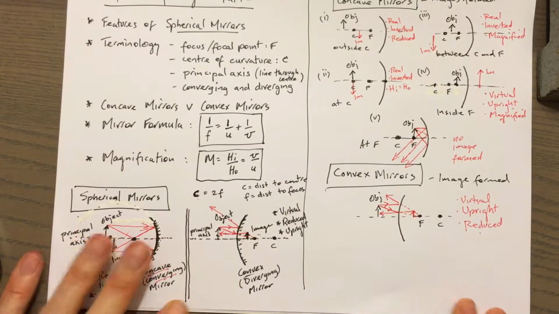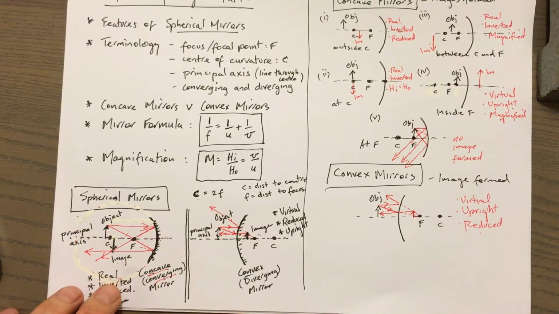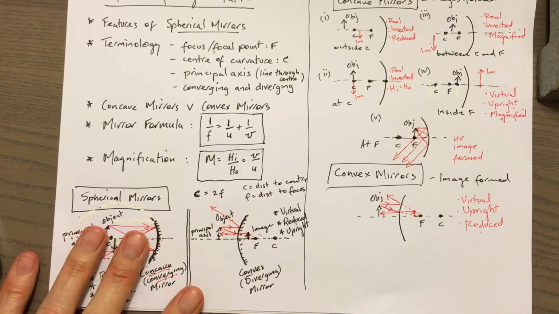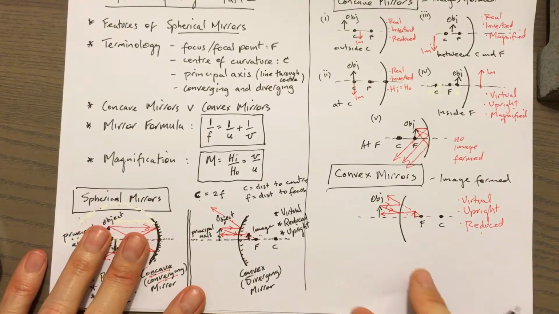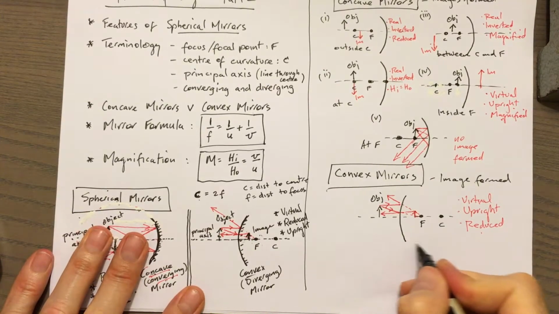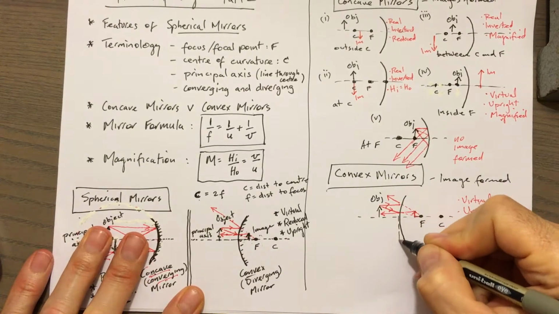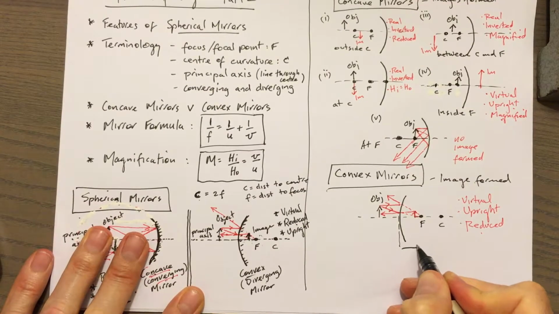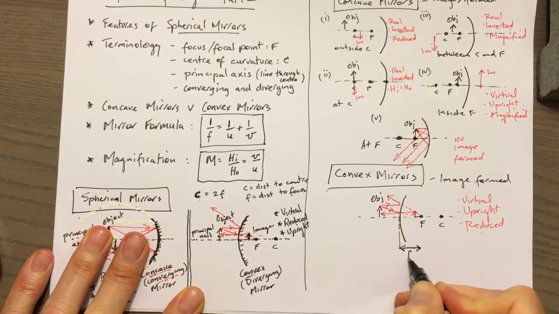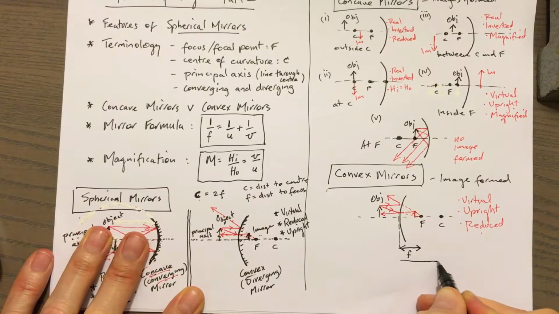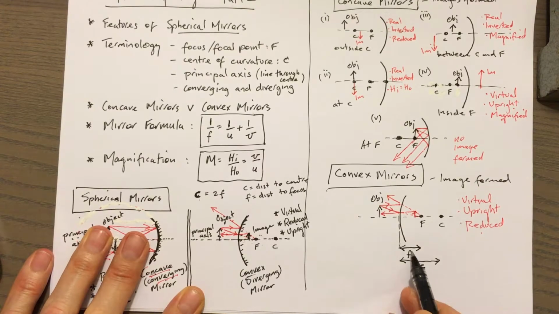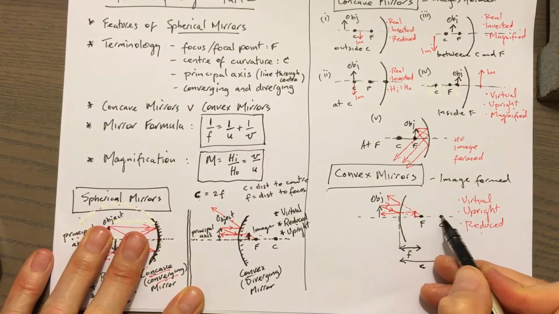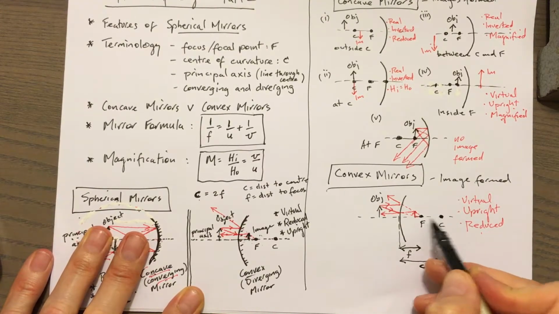Just to finish off, let's summarize a couple of things here. So if we have a line, say, through here, we can say this distance here is f, and then this distance to C is c. So we use lowercase f and lowercase c to refer to the distances, but we use the uppercase F and C to refer to the actual points.